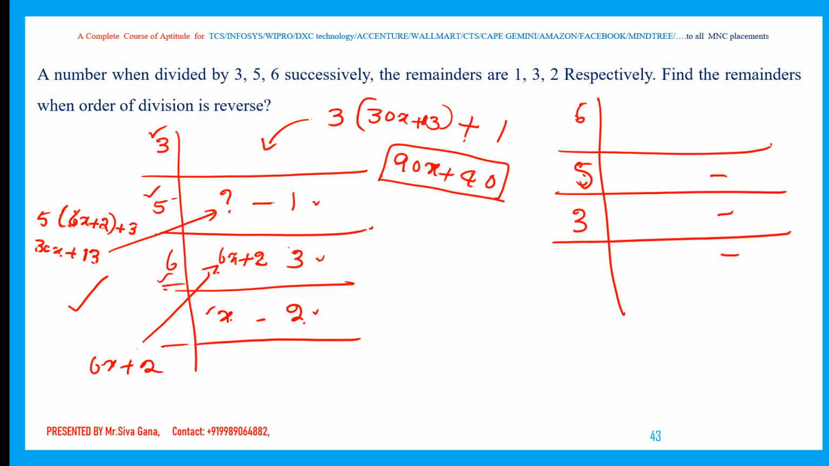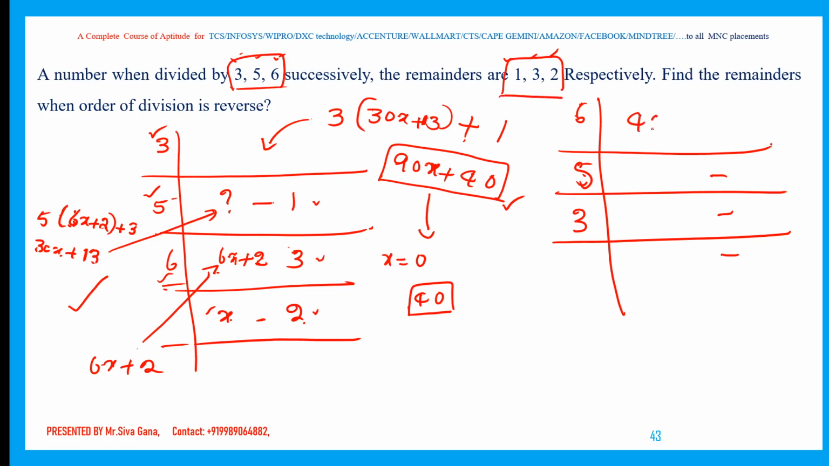If you take any x value, what happens? When divided by 3, 5, 6, the remainders are 1, 3, 2. This is the general number. Right? Now the order of the division is reversed. From this general number, if I substitute x is equal to 0, I will get the number 40. For this 40 also, this property will be satisfied. The smallest number I calculated.